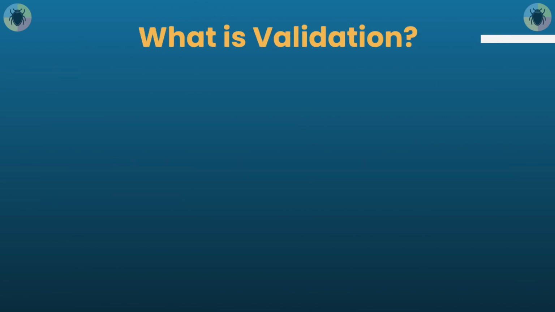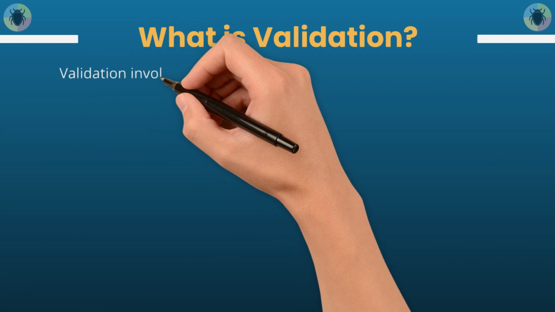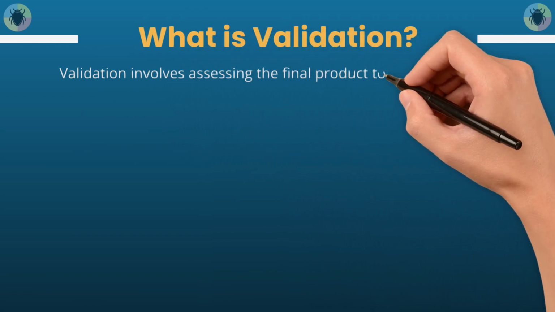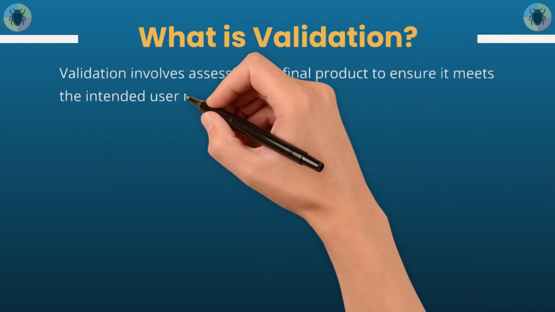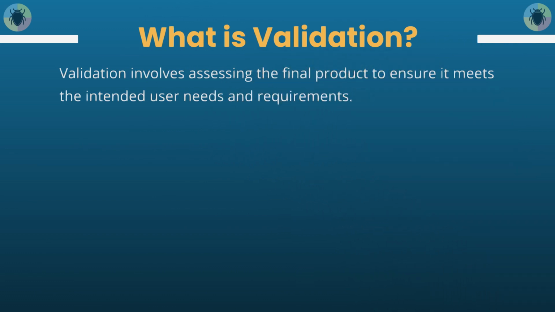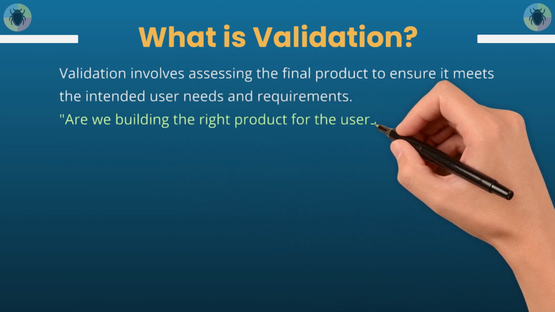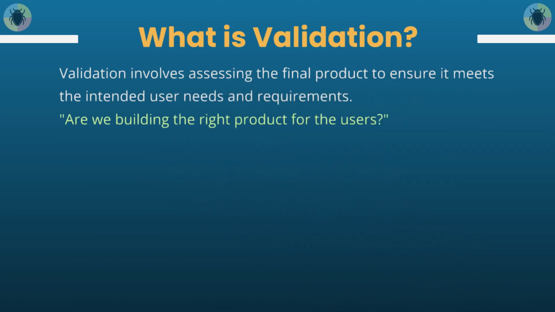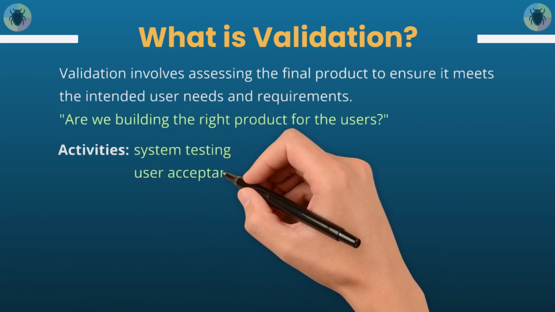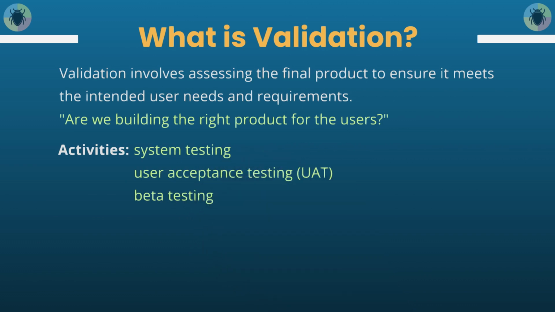What is validation? Validation, in contrast, involves assessing the final product to ensure it meets the intended user needs and requirements. It addresses the question, are we building the right product for the users? Validation is conducted by testing the complete software to see if it meets user requirements and performs as expected in real-world conditions. This includes activities such as system testing, user acceptance testing, UAT, and beta testing.